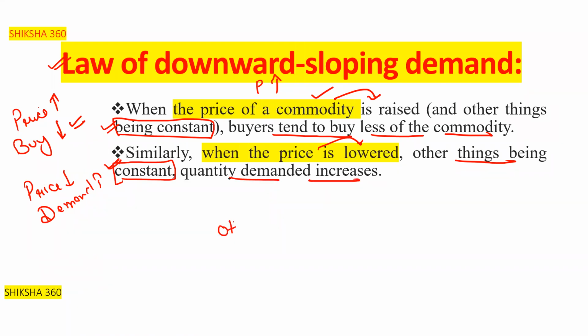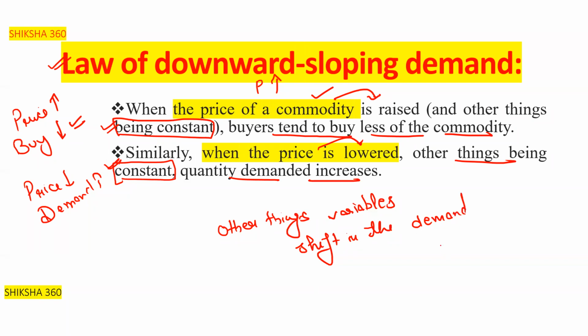What will happen if the other things are variable? Then it leads to a shift in the demand curve. We have to discuss that also.